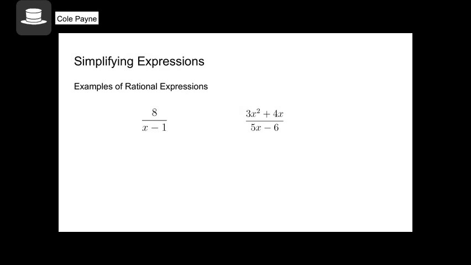So first we have some examples of rational expressions. Rational expressions are just similar to a rational number. They're expressions that can be represented by a fraction. So that being, two polynomials in the form of a fraction. So 8 divided by x minus 1, 3x squared plus 4x divided by 5x minus 6. So these are just examples of millions of rational expressions.